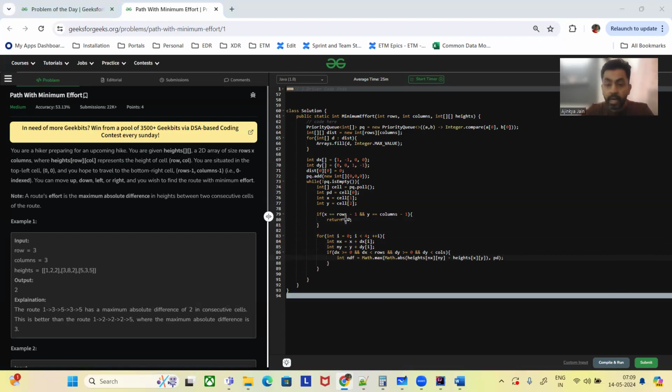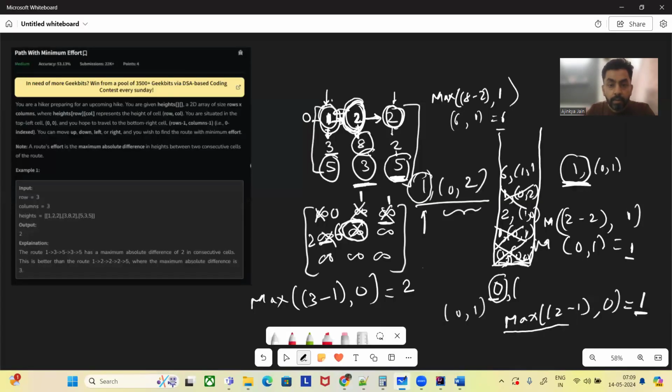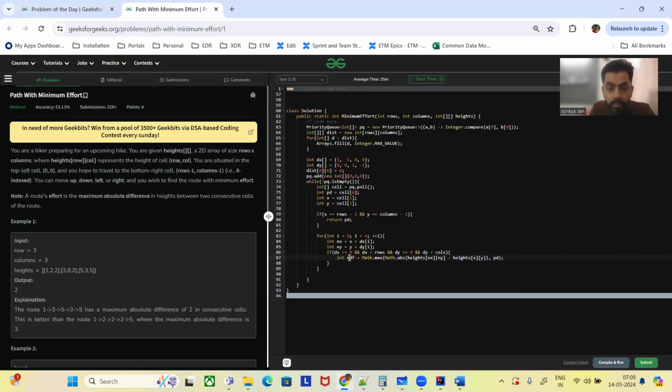We're going to compare. For example, what we did here, when we were going from here to here, initially it was 0. So what we did, 1, 2 minus 1, it gave us 1. So we consider the maximum. So that's what we are doing here, the maximum NDF.